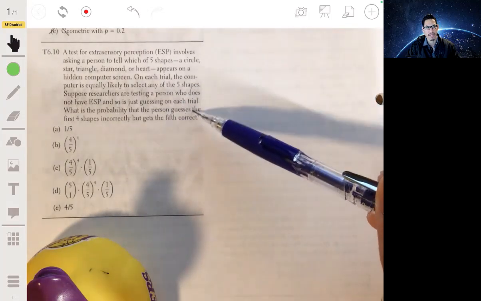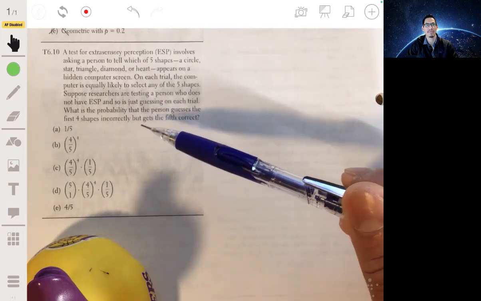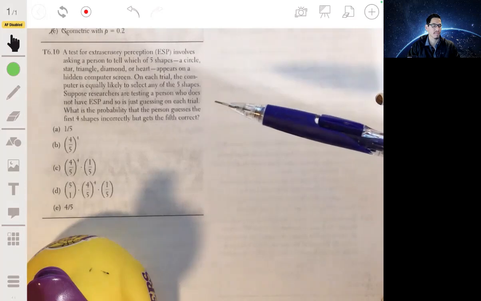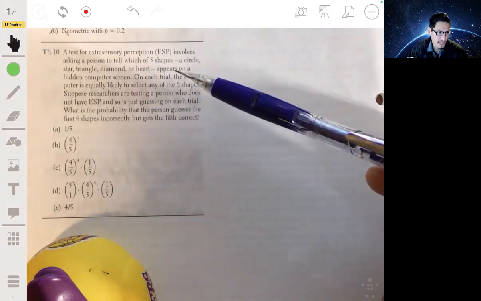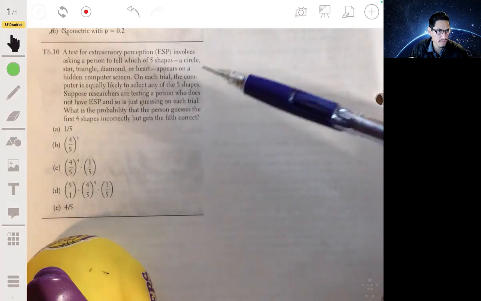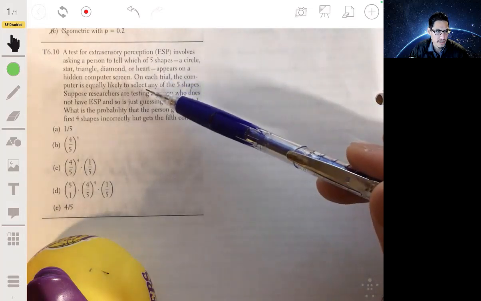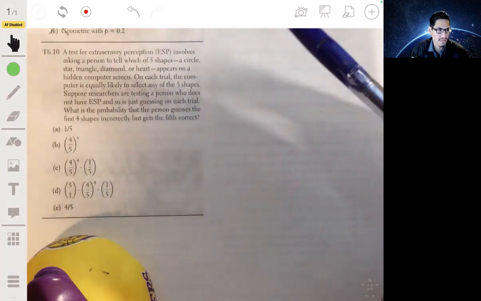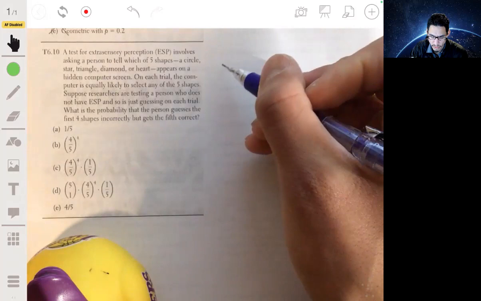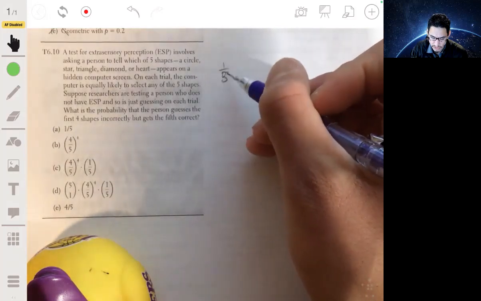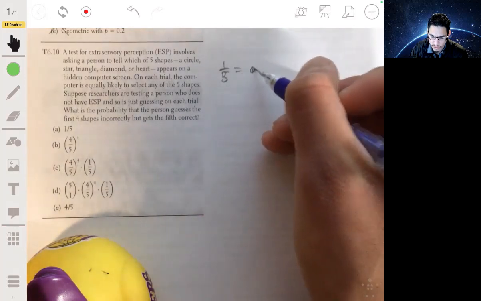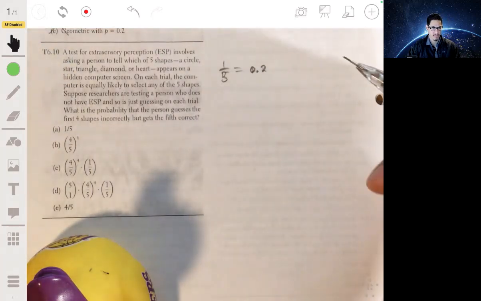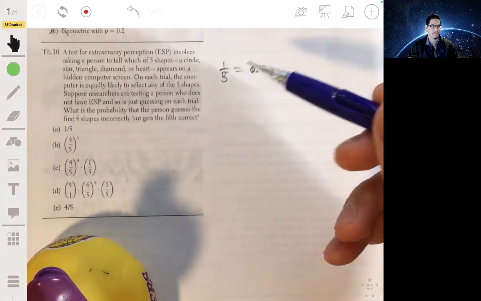What's the probability that the person guesses the first four shapes incorrectly but gets the fifth correct? Okay, so if we've got five shapes, and if we assume, again, that you're equally likely to select any of the five shapes, that means you have a 1 in 5 chance, or 20%, or 0.2 chance of selecting a correct shape on any guess.